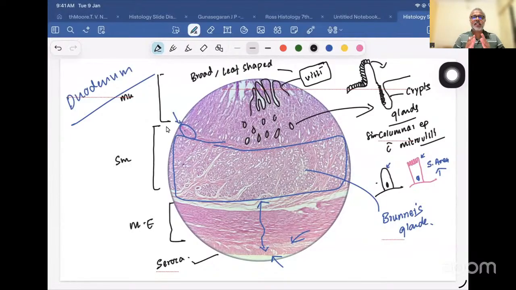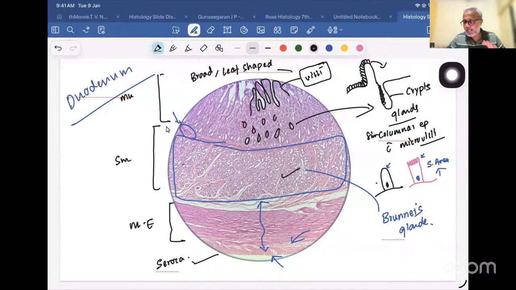How do we say that this is the slide of the duodenum? Duodenum has broad leaf-shaped villi with intestinal crypts. The characteristic feature is the presence of the submucosal glands, submucosal Brunner's glands. This is the characteristic feature. Then the muscularis externa contains inner circular and outer longitudinal layer, and then we have the layer of serosa. Are we clear? So this is regarding the layers of the duodenum.